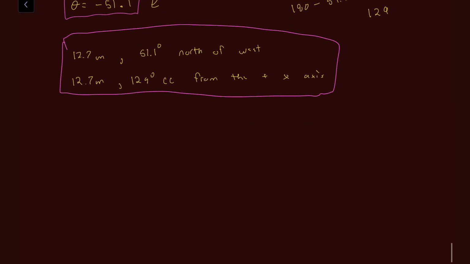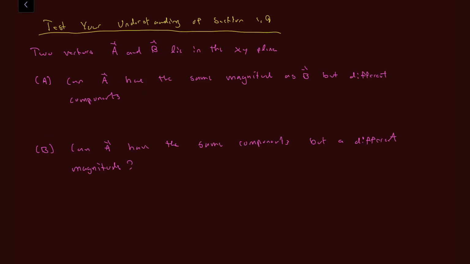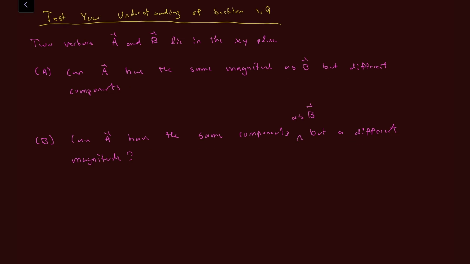Now, let's move to the last section of this video, which is testing your understanding of section 1.8. Okay, in this testing of our understanding, we have two parts. We're given two vectors A and B that lie in the xy plane. Can A have the same magnitude as B, but different components? And can A have the same components as B, but with a different magnitude? And let's start with part A. And the answer is yes.